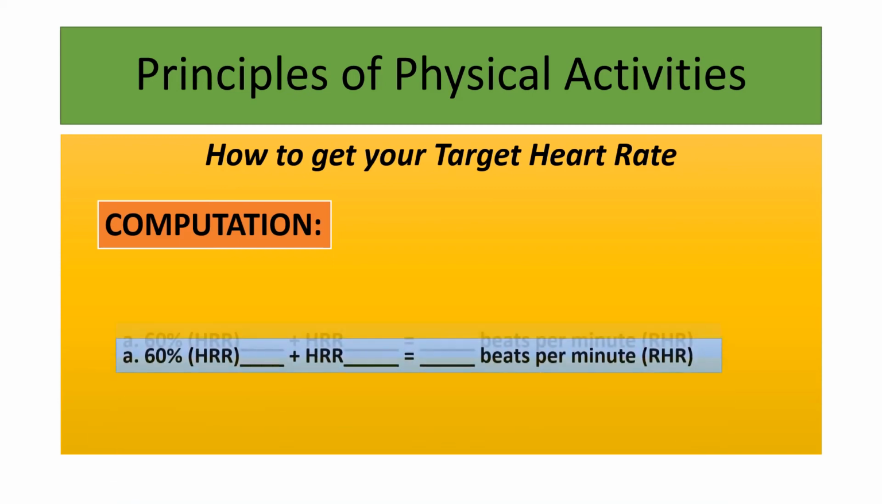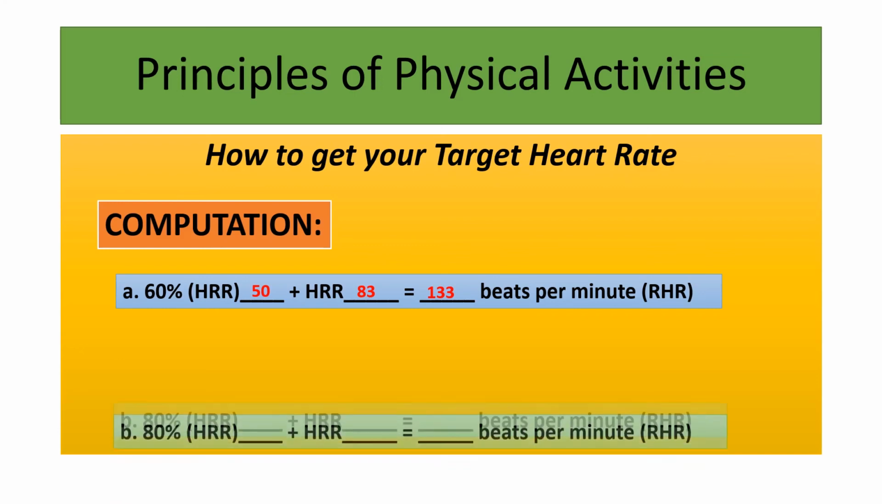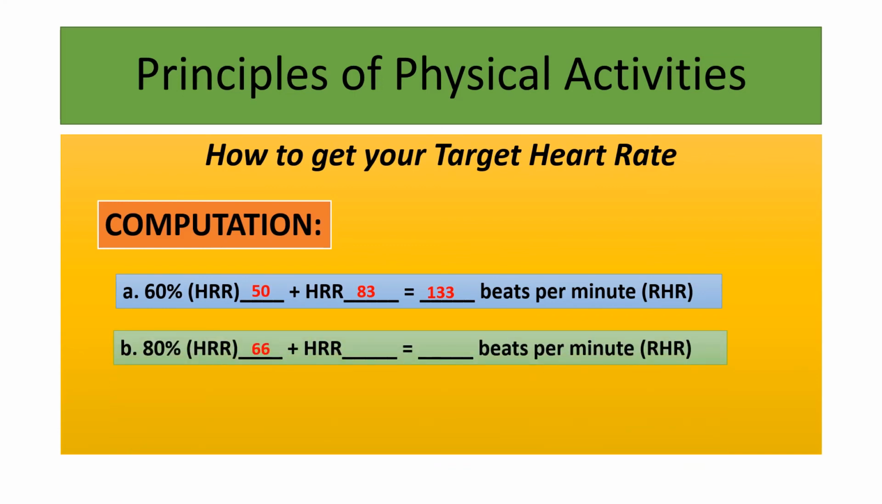So computation. Our 60% HRR is 50 plus resting heart rate is 83. So it will give you 133. So our target heart rate is 133 beats per minute in 60%. How about the 80%? 80% HRR is 66 plus resting heart rate is 83. So our target heart rate is 149 beats per minute. So that is how you will get your target heart rate.